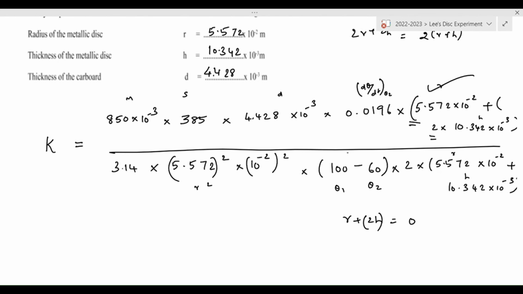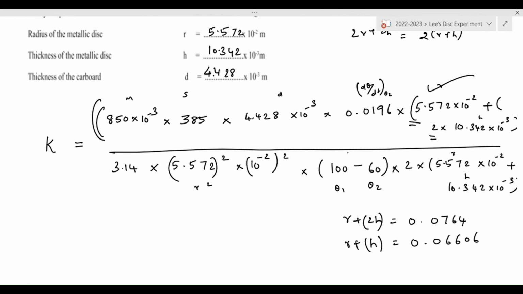Then you will get 0.0764. Similarly, you find the value for R plus H. That is R plus H. You will get 0.06606. Now substitute all the values in the calculator right from the beginning, with a double bracket.